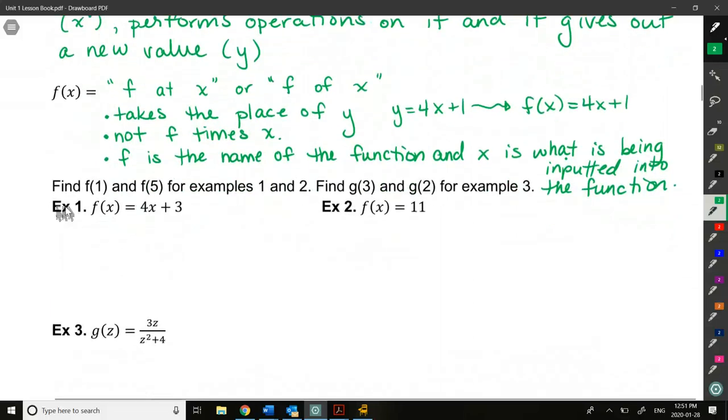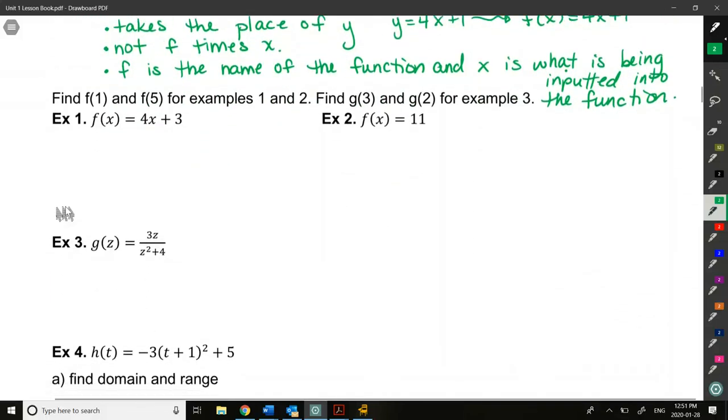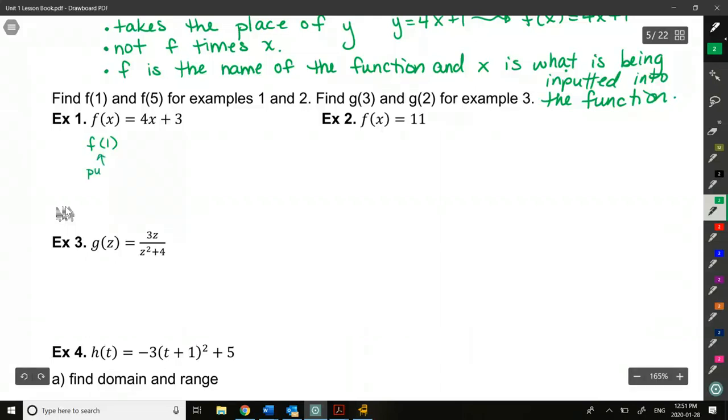Okay, so how do we use this? Let's take a look. The question is asking us, for examples 1 and 2, to find f at 1 and f at 5. So if I want to find f at 1, I will basically tell what I'm evaluating, and this is basically just saying you're putting in 1 for x in the function. So this basically just means plug in 1 for x in the function.